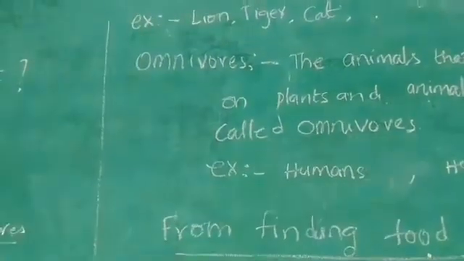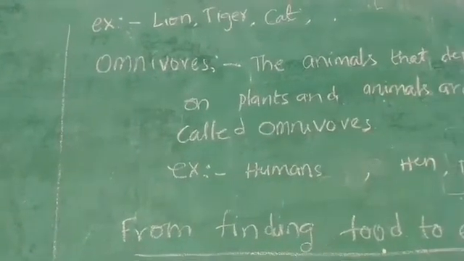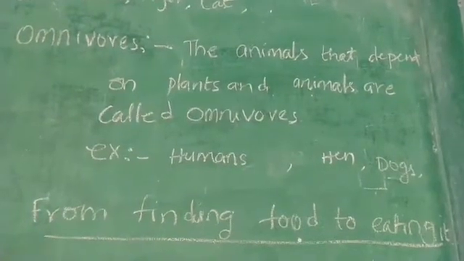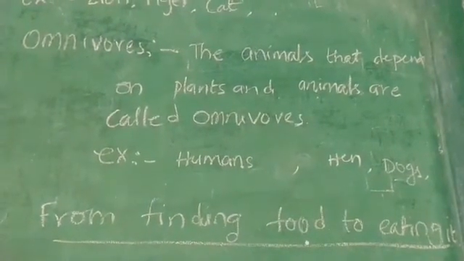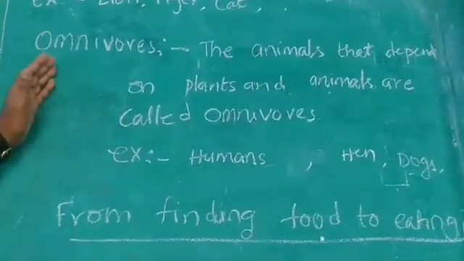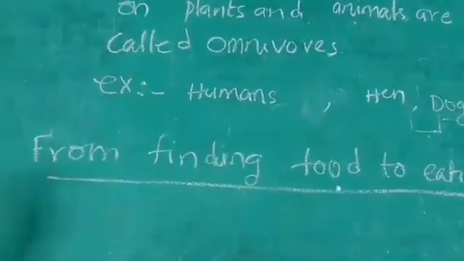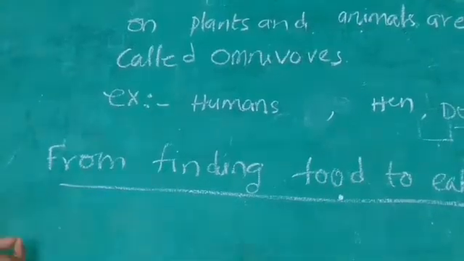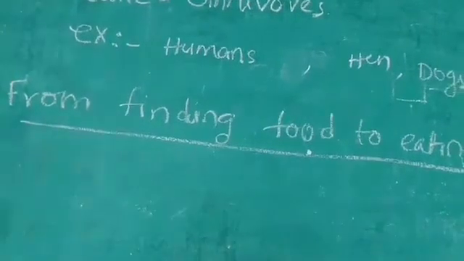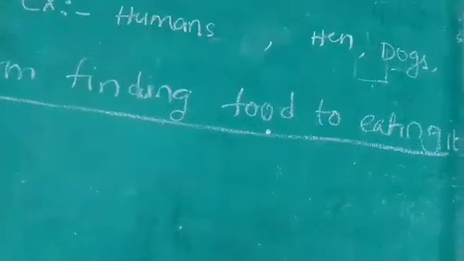Now omnivores. Omnivorous means they take both. They take food from plants, and the sources are leaves, roots, and stems. These are eaten by us. A hen eats worms and rice grains, whatever it finds. A dog also eats rice, leftovers, and flesh.